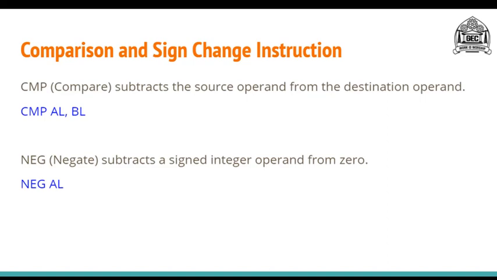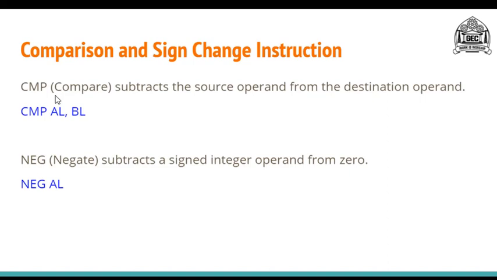So we will continue with our instruction set. In today's lecture, we are going to cover some new instructions in our 8386 microprocessor. So the first type of instruction is comparison and a sign change instruction. Comparison instruction is defined in your 8386 microprocessor as a CMP instruction. So the opcode or mnemonic to specify compare is CMP.